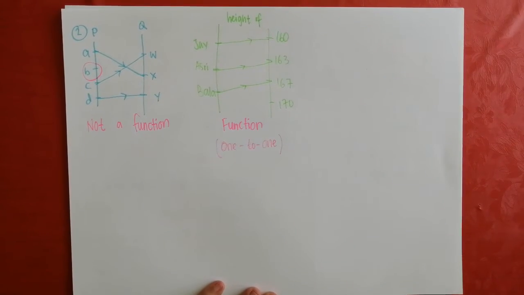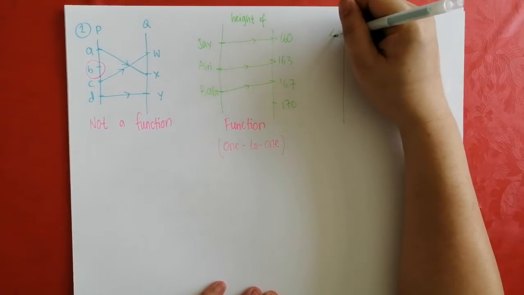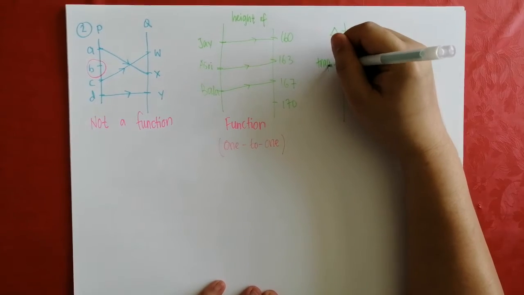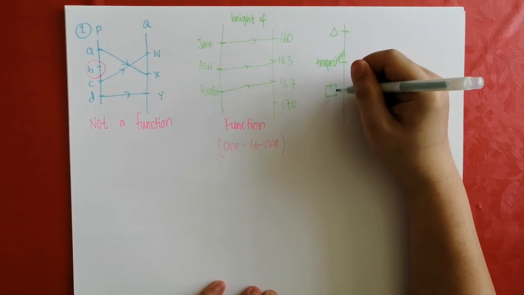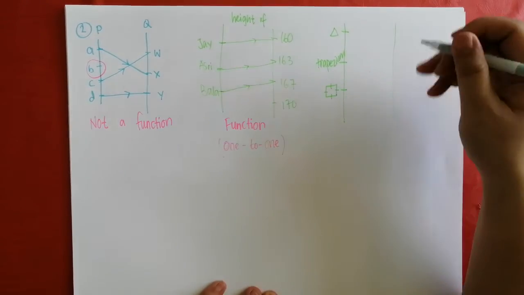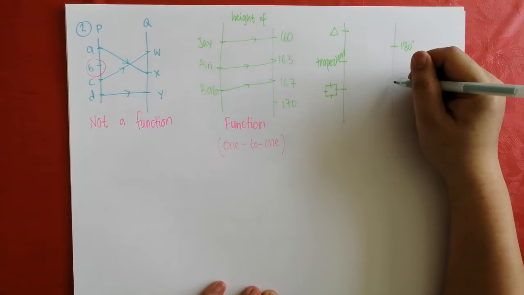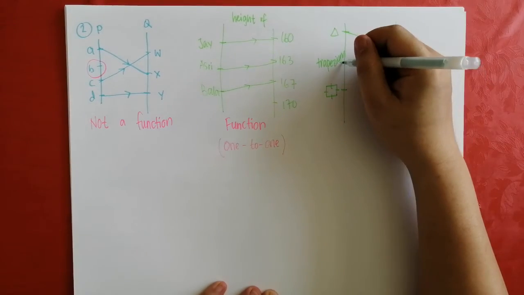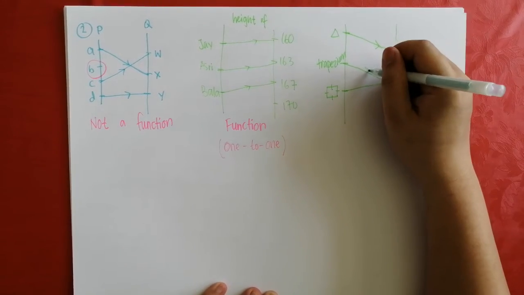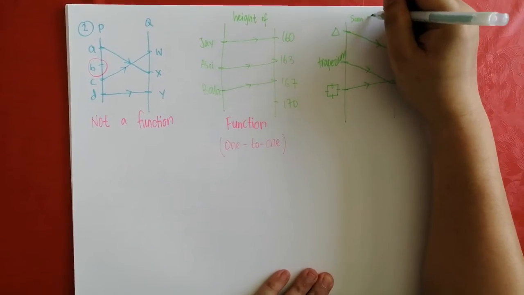Then if you look at diagram C, where you have triangle, trapezium, and square, which are mapped onto 180 degrees and 360 degrees. So the triangle is mapped onto 180, then the trapezium and the square are mapped onto 360 degrees, with the function being the sum of internal angles.